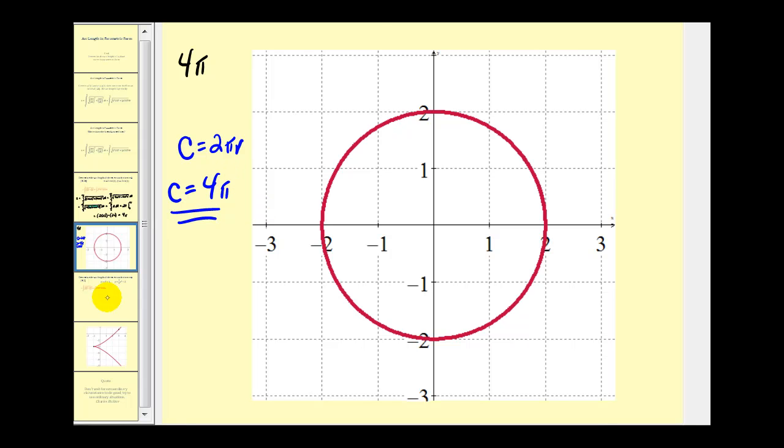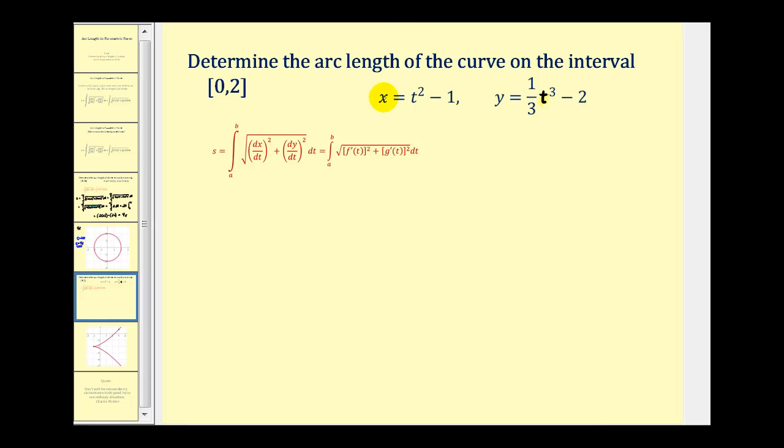Let's go and take a look at another example. Now we want to determine the arc length on the closed interval from 0 to 2 of the curve defined by these parametric equations. So the arc length will equal the definite integral from 0 to 2 of the square root of dx/dt squared. Well, dx/dt will just be 2t, so we'll have 2t squared plus dy/dt squared. Well, dy/dt is going to be t squared, so we'll have t squared raised to the second.